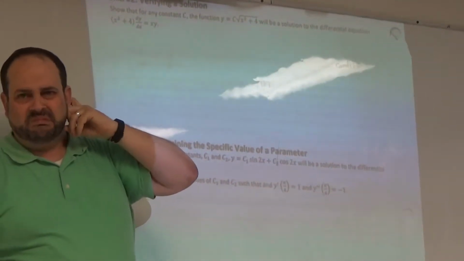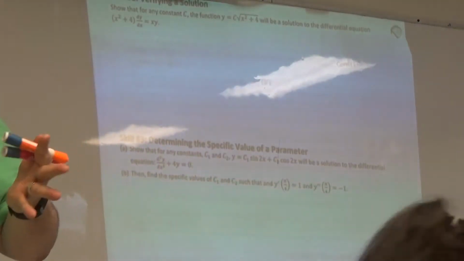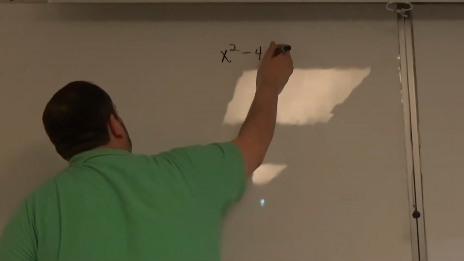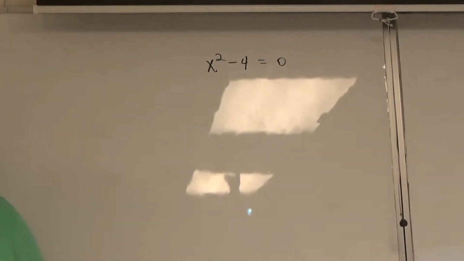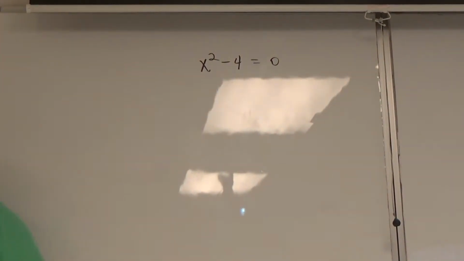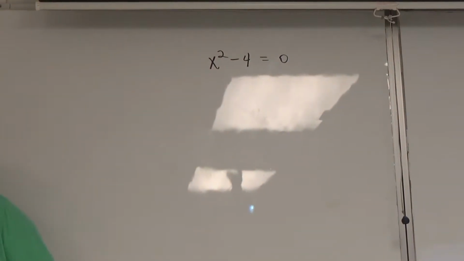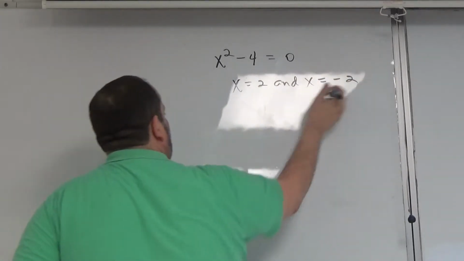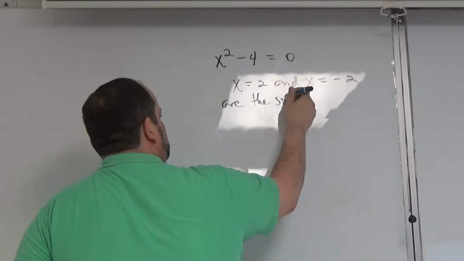Well, what does that mean? What does it mean if a number is a solution to an equation? For example, let's say I asked you guys, what are the solutions to the equation x squared minus 4 equals 0? Don't overthink it. What are the solutions here? x equals 2 and x equals negative 2 are the solutions.